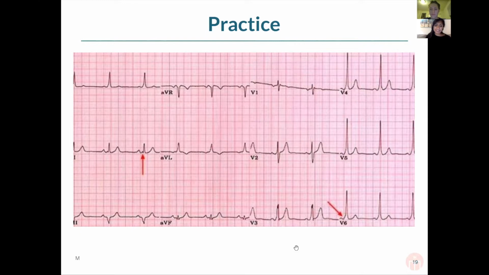So the big things again that I'm looking for: delta wave, that slight shortening of the PR segment, and then sometimes a slightly longer QRS. Awesome. So WPW, yep.